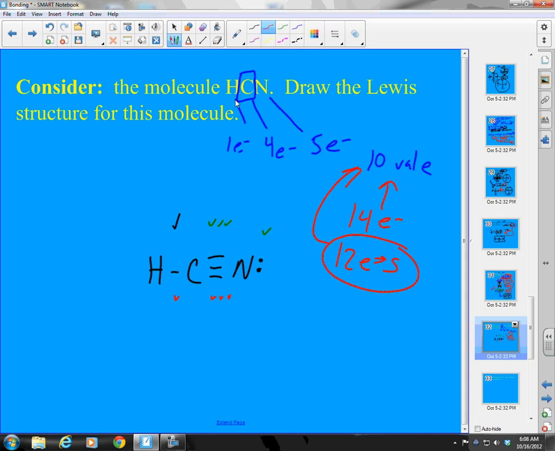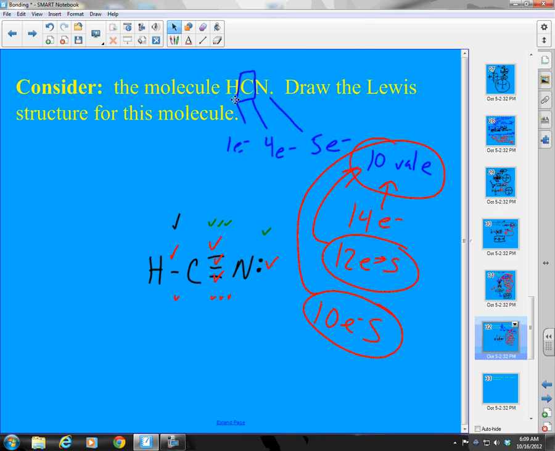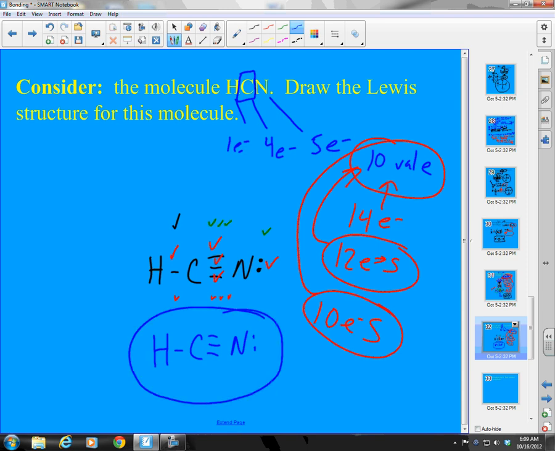Let's count up the total. 2, 4, 6, 8, 10. So I have 10 electrons in my picture. How many am I allowed? 10. And so this would be the correct Lewis structure for hydrogen cyanide. How many of you got that right? Excellent. Going farther.